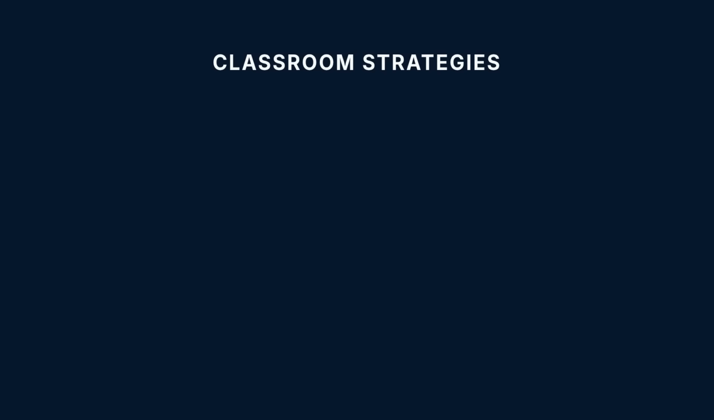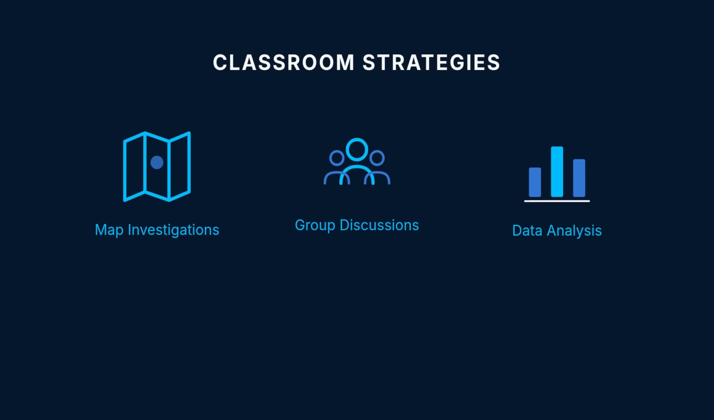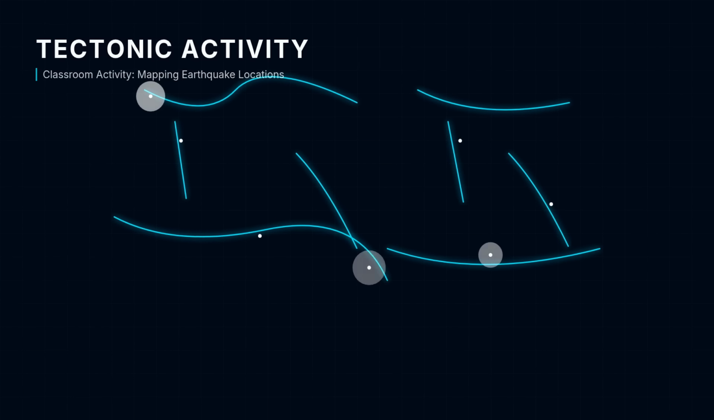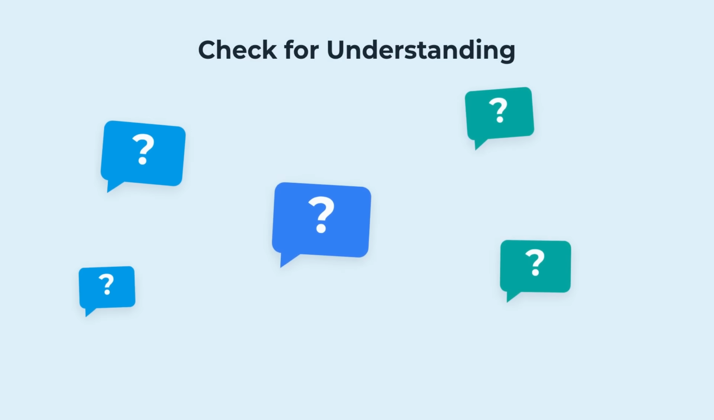Once the lesson structure is built, use ChatGPT to generate student activities. Teachers can ask for specific classroom strategies such as map investigations, group discussions, or data analysis tasks. For example, create 2 classroom activities where students explore earthquake locations using an online map. ChatGPT can also create discussion questions and quick checks for understanding.